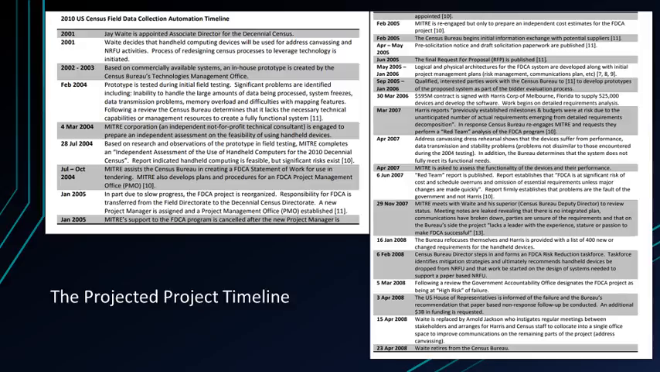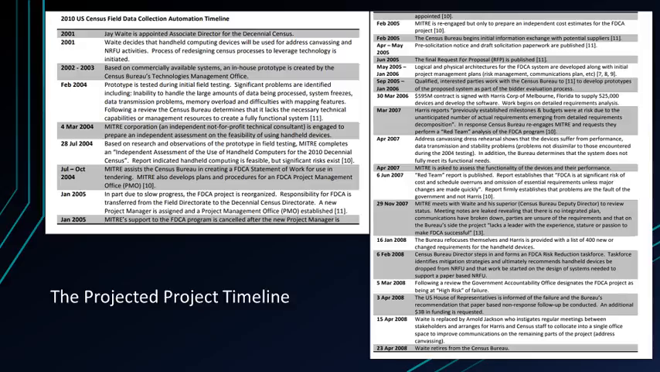5th of March 2008. Following a review, the Government Accountability Office designates the FDCA project as being at high risk of failure. 3rd of April 2008. The US House of Representatives is informed of the failure and the Bureau's recommendation that paper-based non-response follow-up be conducted. An additional $3 billion in funding is requested.